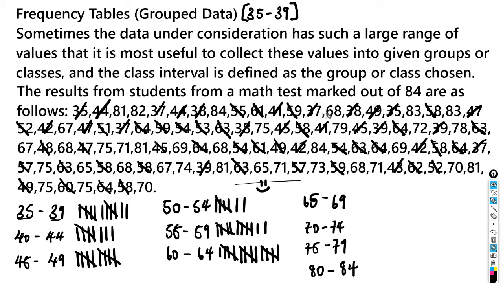Then 65 to 69, I have a 68 here, so that's 1. Then I have a 67 here, so that's 2. Then I have a 67 here, so that's 3. A 68 here, so that's 4. And a 69 here, so that's 5. Let me draw that neatly. That's 5.